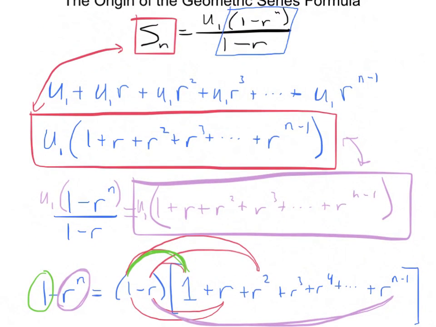So where the formula effectively comes from is the idea that when you take 1 minus r to the n and do long division on it by 1 minus r, you end up getting 1 plus r squared plus r cubed all the way on up, which is effectively the summation of a geometric series once you multiply by u1. I hope that made sense. If you're willing to accept that formula, it's really easy to see where the infinite geometric series formula comes from.